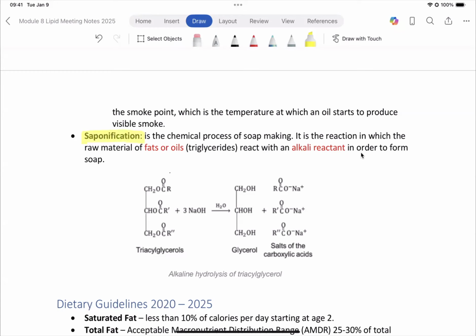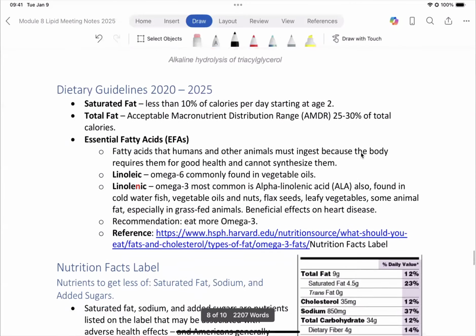Saponification is making soap, right? The old time way of making soap where you took triglyceride and you add a salt. This one is baking soda, sodium hydroxide, and then you end up with salts of the carboxylic acid in that soap. So some fun terms.